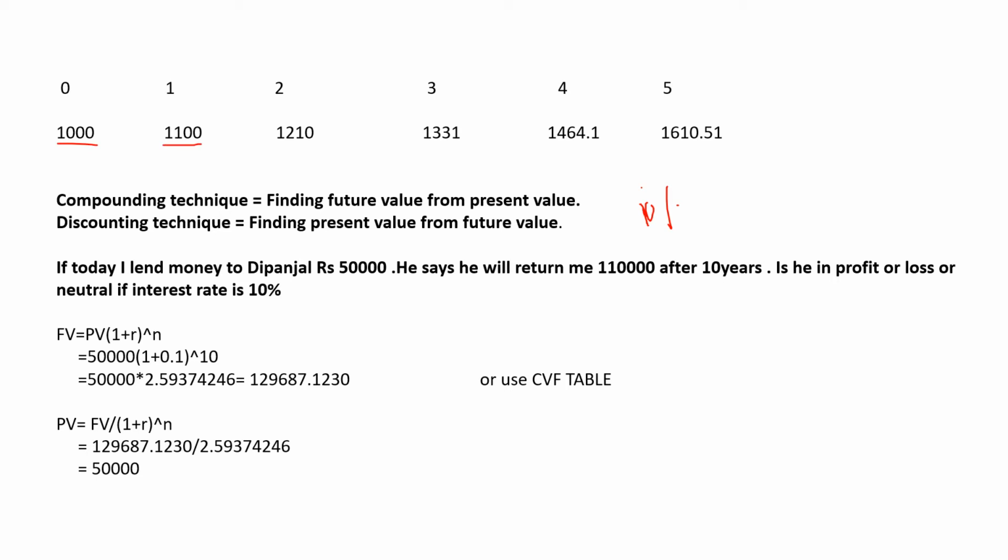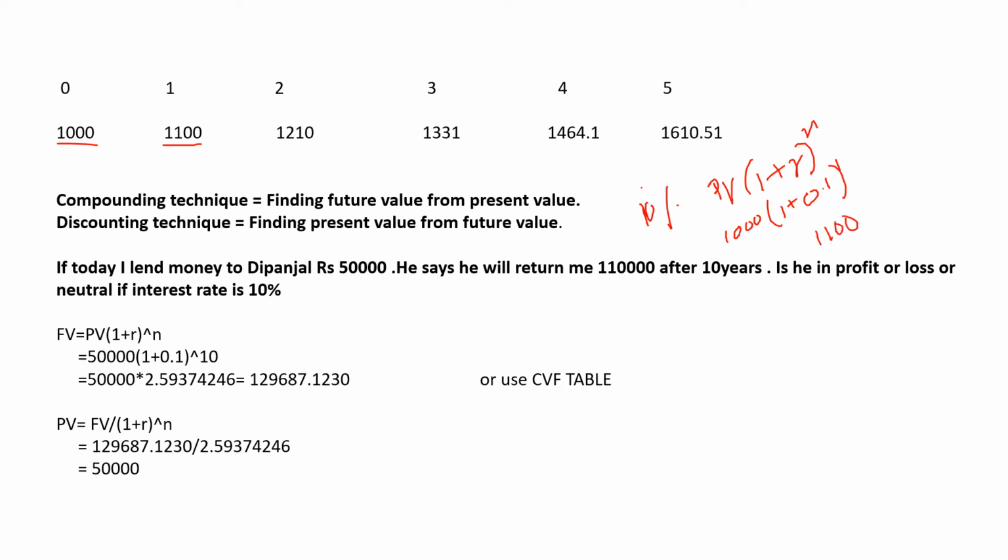I will be multiplying it. So the formula we can use is present value times (1 plus r) to the power n. That is 1000 rupees times (1 plus r), where r is 10%, that is 0.1. That means 1.1 to the power 1. How much will I be getting? I will be getting 1100.